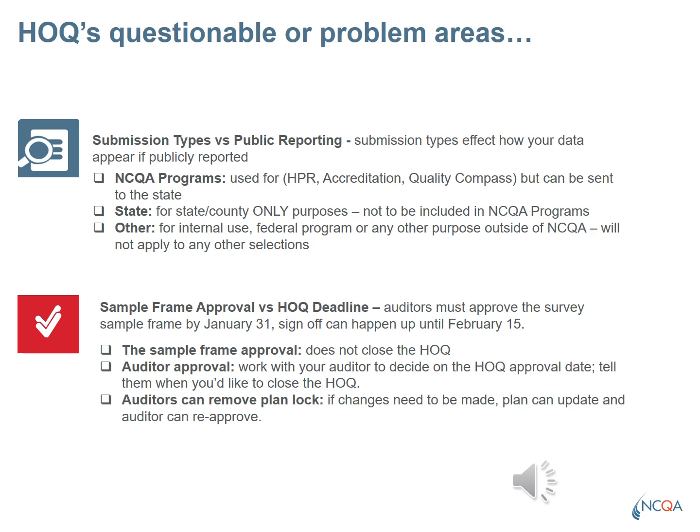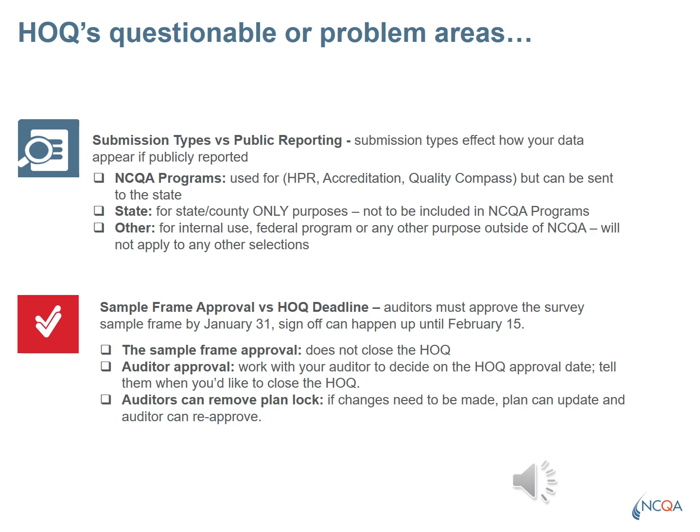Now, as we show here, we use NCQA programs for HPR accreditation and for Quality Compass. And if you publicly report, of course, your plan name will be listed and the data will show. For those plans that are accredited, even if you choose not to publicly report, since you're accredited, the accredited measures will be forced, and those will be used for Quality Compass as well.